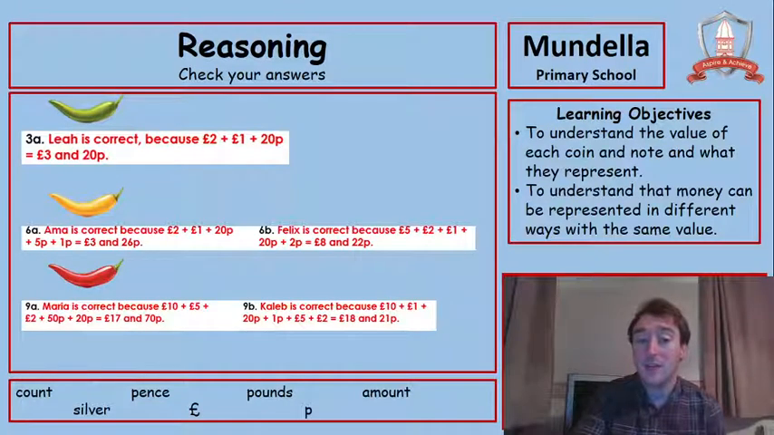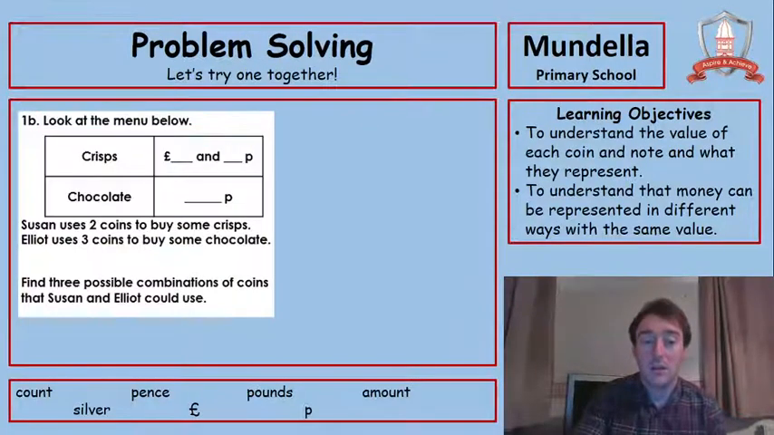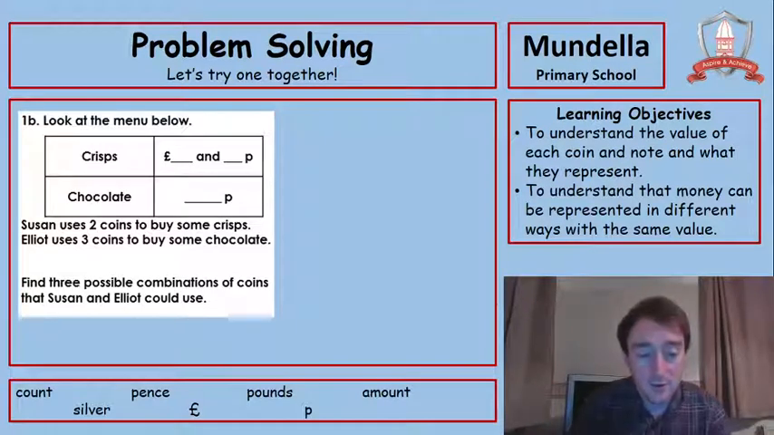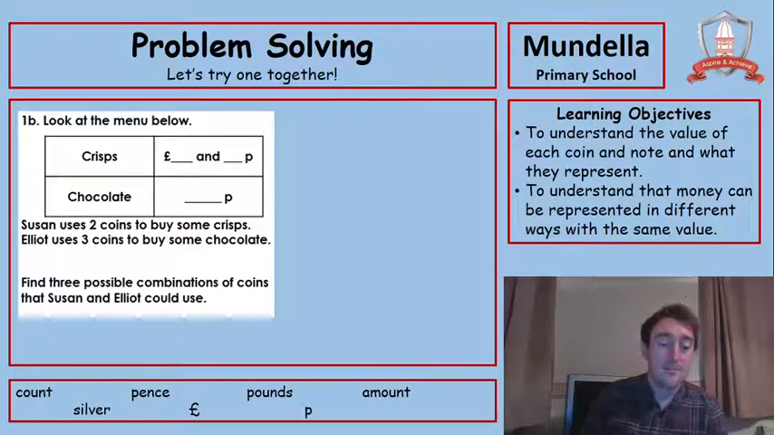In 3, 2, 1. Let's try it together. So it says, look at the menu below. We've got crisps and we've got chocolate. Lovely stuff. It says, Susan uses 2 coins to buy some crisps. Elliot uses 3 coins to buy some chocolate. Find 3 possible combinations of coins that Susan and Elliot could use.